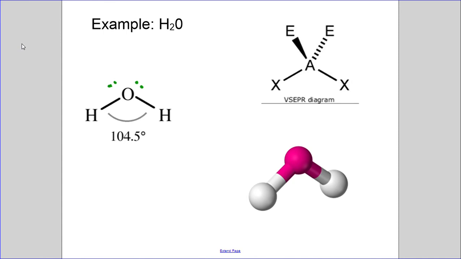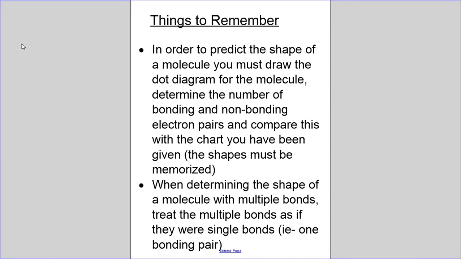So there are a few things to take away from this. There are 5 different types, so some things to remember. In order to predict the shape of a molecule, you have to draw out the dot diagram for that molecule, and then determine the number of bonding and non-bonding electron pairs. And then you have to compare it with the chart that you now have from the notes, and the shapes will have to be memorized. So when determining the shapes of a molecule with multiple bonds, we have to treat the multiple bonds as if they were single bonds, like 1 bonding pair.